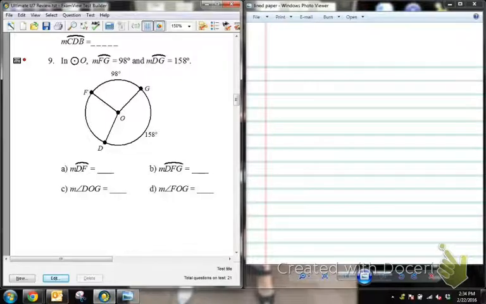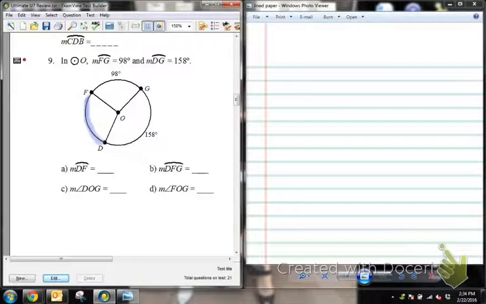So in part A, they've given you 4 parts that you have to try to figure out. The first one, arc DF. I'm going to look at this one first, which is right here. Now, if you look at the 2 they gave you, remember that 98 was FG, 158 was DG, and so notice that the entire circle is now highlighted, so the 3 arcs that the circle is split into actually make up the entire circle, which means that they all add up to 360 total degrees.